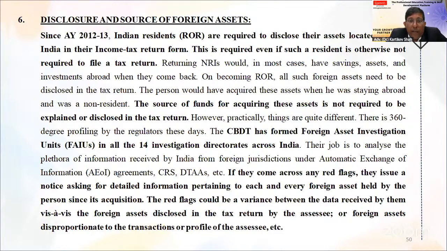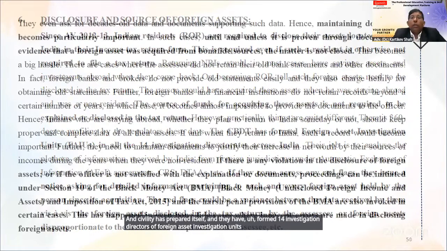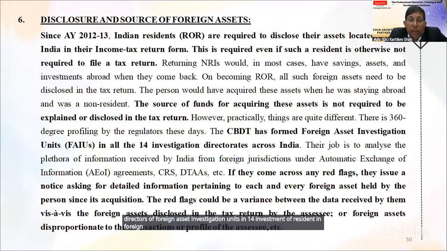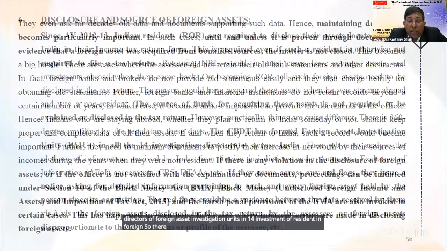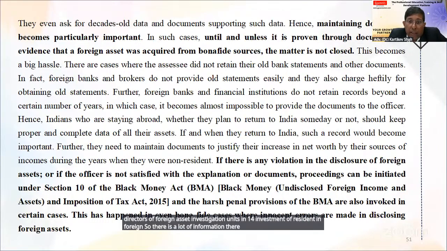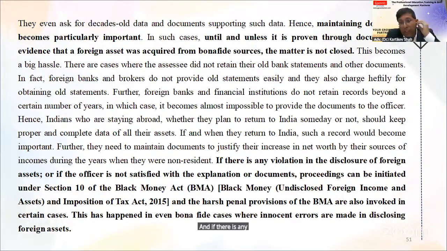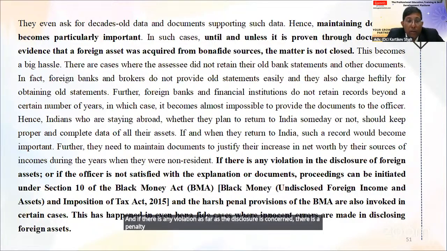And CBDT has prepared itself, and they have formed foreign asset investigation units in 14 investigation directorates for taking all the information about investment of residents abroad. So there is a lot of information they are getting. And if there is any violation as far as the disclosure is concerned, there is a penalty and imprisonment in Section 10 of the Black Money Act.